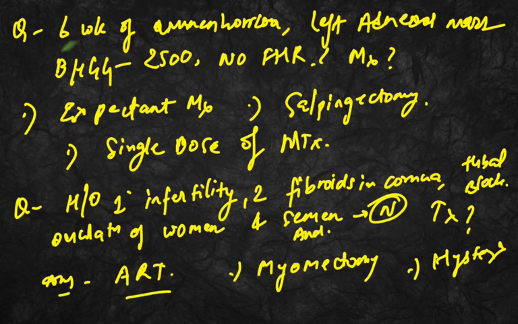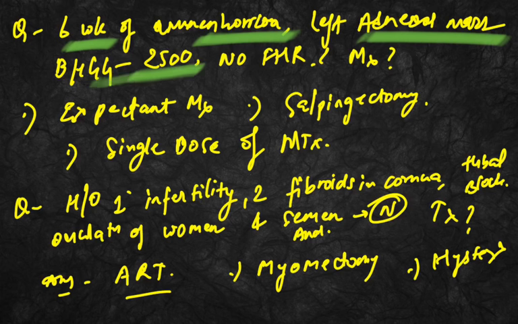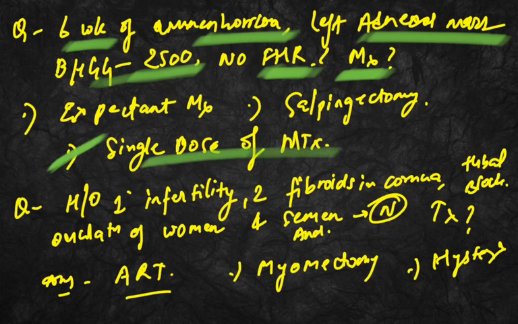Now, 6 weeks of amenorrhea and left adnexal mass, beta HCG is 2500 and no fetal heart rate. So what is the management for that? Options: expectant management, salpingectomy, or single dose of methotrexate. So single dose of methotrexate is the answer, because medical management will be done in this kind of case, and not expectant management and not surgical management.